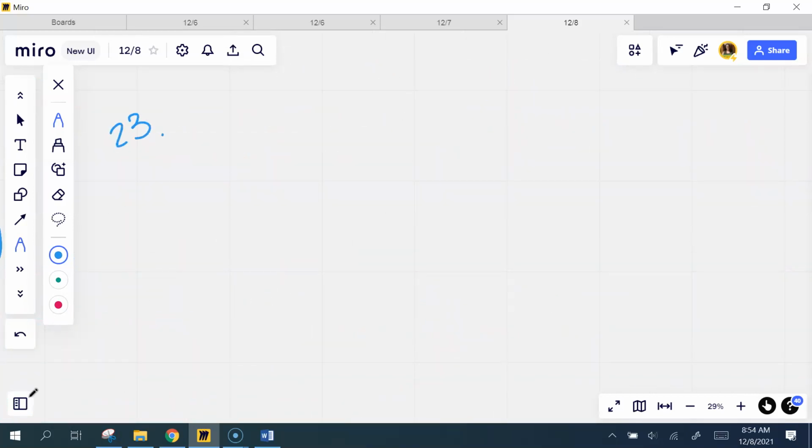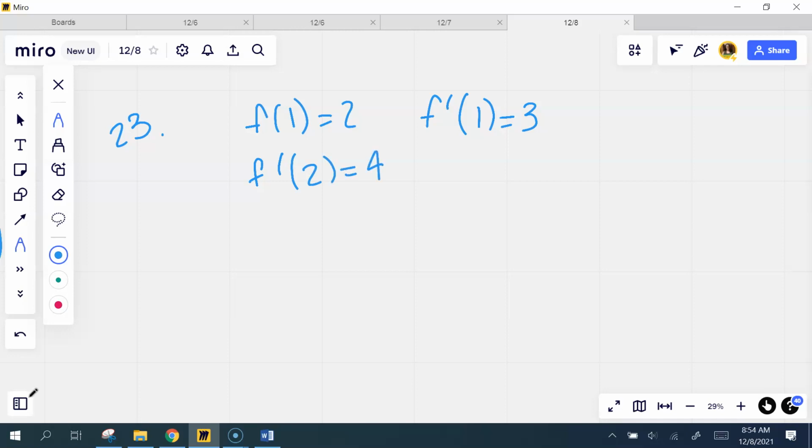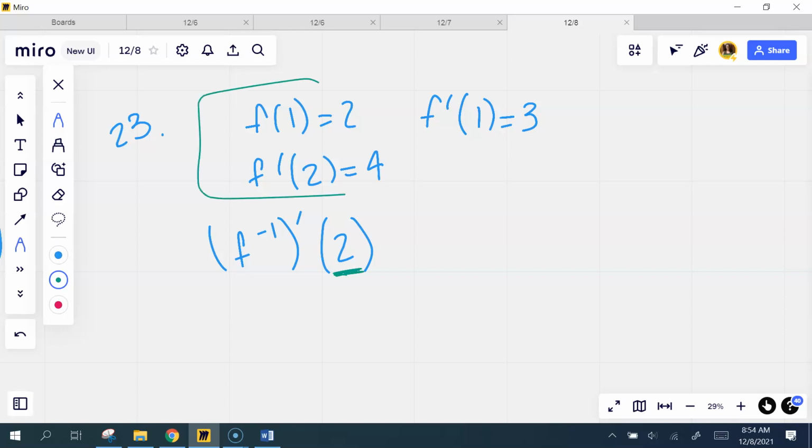Suppose that f of 1 equals 2, f prime of 1 equals 3, and then it asks you to find the derivative of the inverse at 2. So I'm looking for the derivative of the inverse at y equals 2. What is x when y is 2?